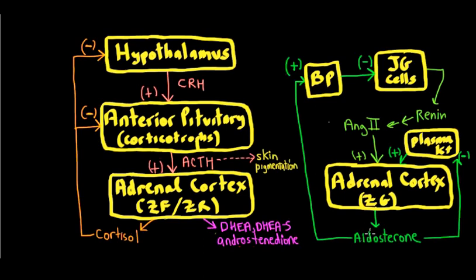Aldosterone's effects in the kidney to cause salt and water retention results in an increase in blood pressure. Okay, so when aldosterone goes up, that causes blood pressure to go up. Okay, now if blood pressure goes up, there's some mechanisms that we're not going to go into detail here that causes suppression of the cells that secrete the enzyme renin.